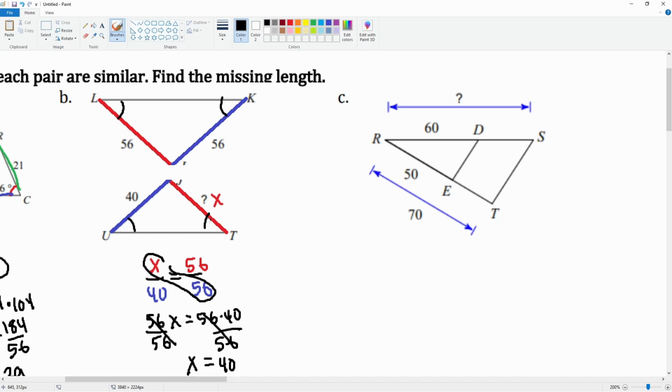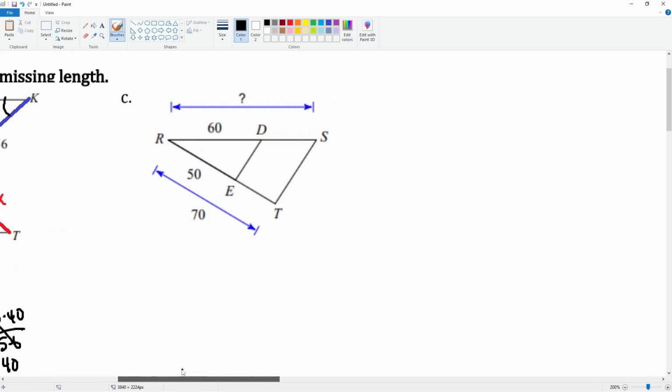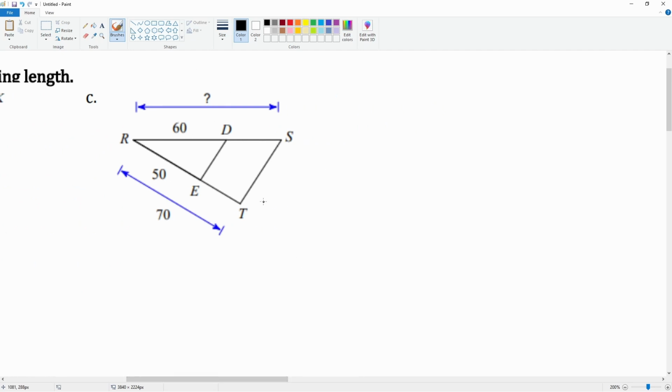So this is also isosceles, if you notice, because those two sides are congruent, so those two angles have to be congruent. If this is isosceles, this has to be isosceles. Okay, that's interesting. Right, the next one's super interesting.